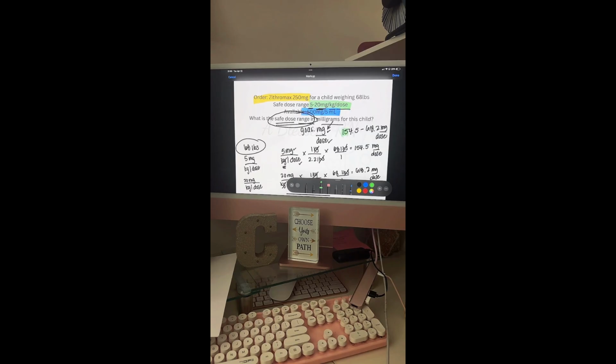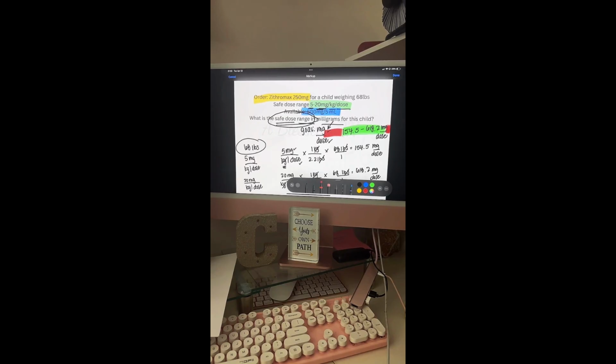So this is what I call the green zone, okay? Anything at or in between those two numbers is what's going to be safe. Green is safe, right? Green means go. We kind of equate that. Anything that's red, that's stop. Don't do that, right? So anything that's more than 618.2 and less than 154.5 is not in the safe zone.